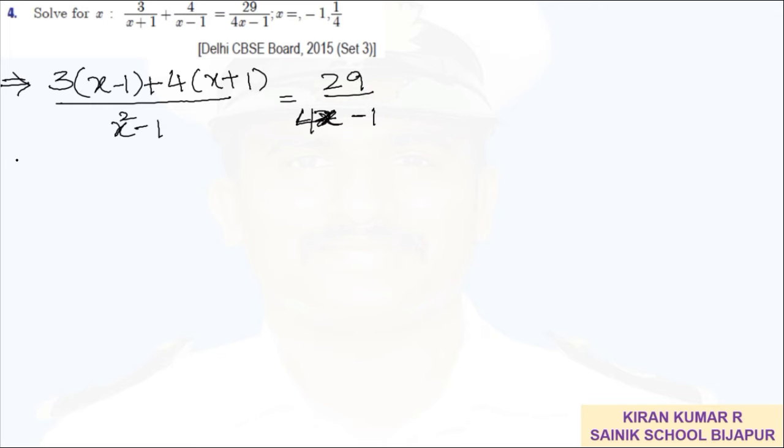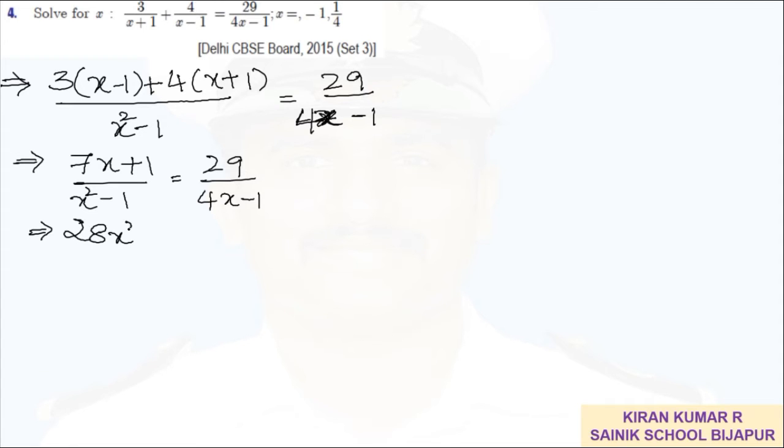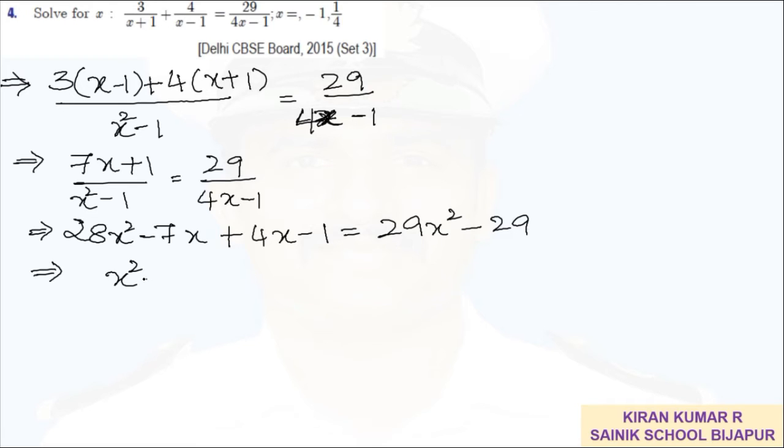Now upon simplification we get (7x + 1)/(x² - 1) = 29/(4x - 1). Now you do cross multiplication. We will get 28x² - 7x + 4x - 1 = 29x² - 29. On further simplification, we get the equation as x² + 3x - 28 = 0.